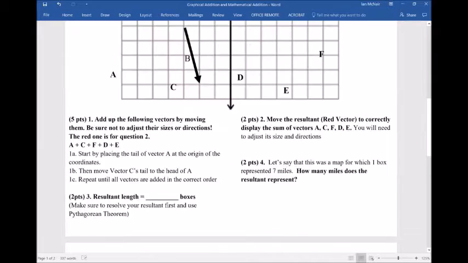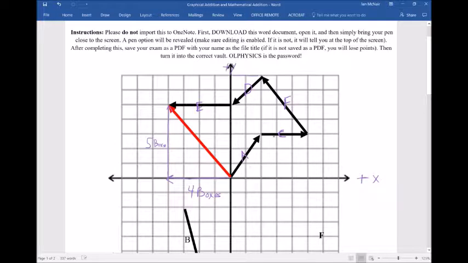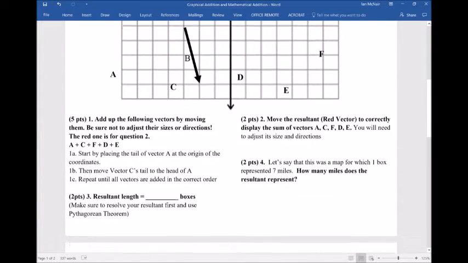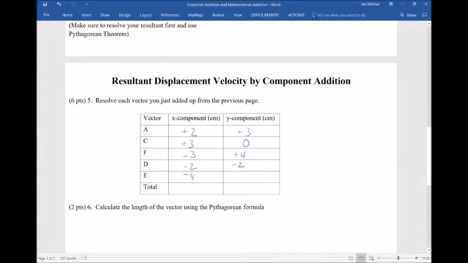Just to reiterate, we actually just broke that down. That's a -2, and that is a -2. And then E is just a -4 in the X direction, no Y direction at all. So what we can do is add up these columns. I have 2 plus 3 is 5, minus 3 is 2, minus 2 is 0, minus 4 is -4. And we get our Y component: 3 plus 4 is 7, minus 2 is 5 in our positive direction. So this is plus 5 in the positive Y direction and -4 in the negative X direction.